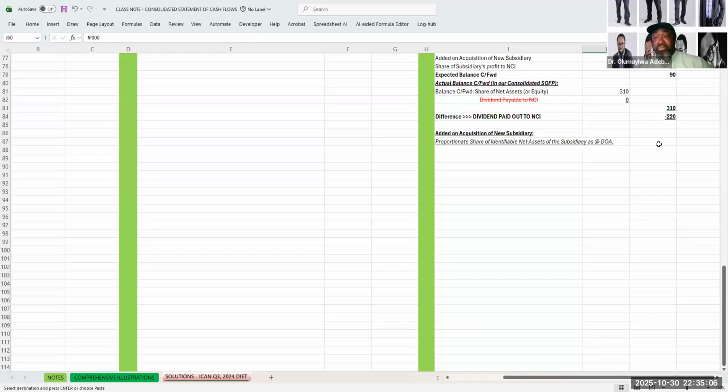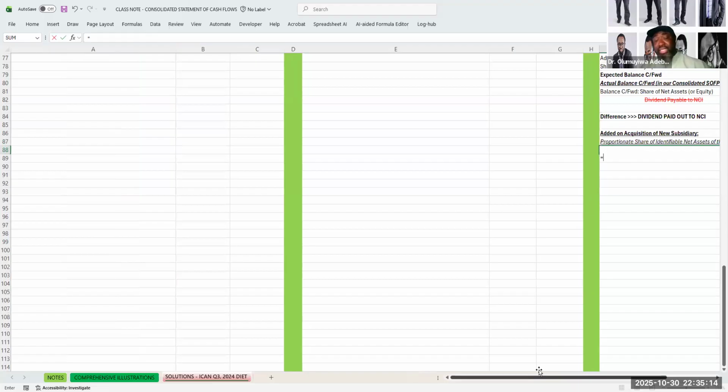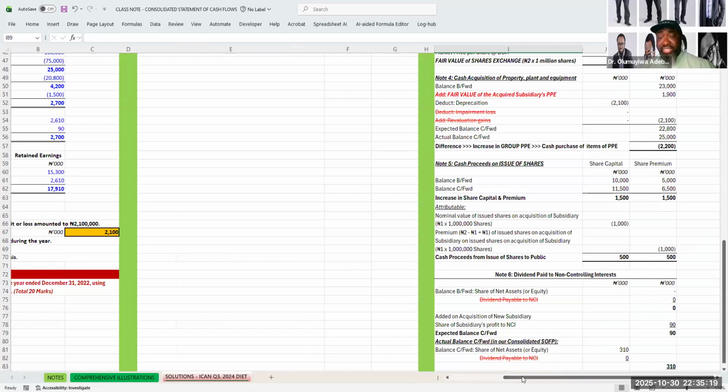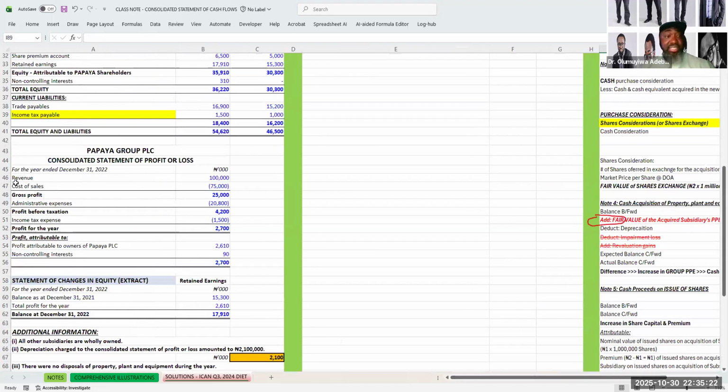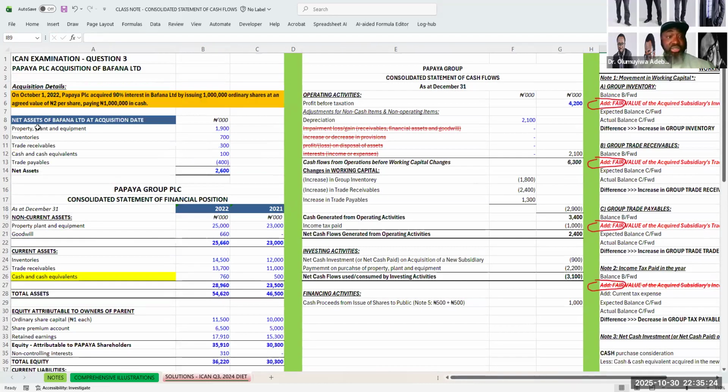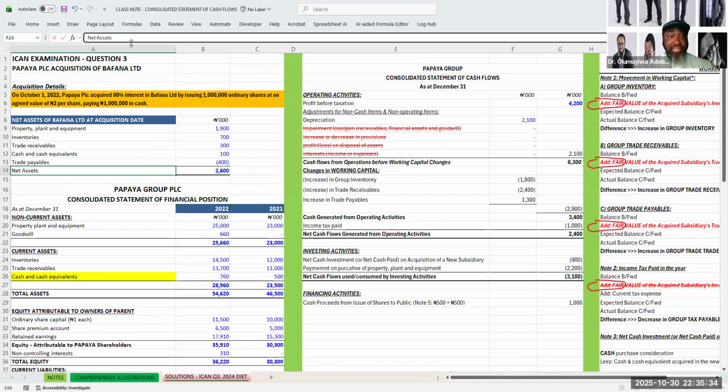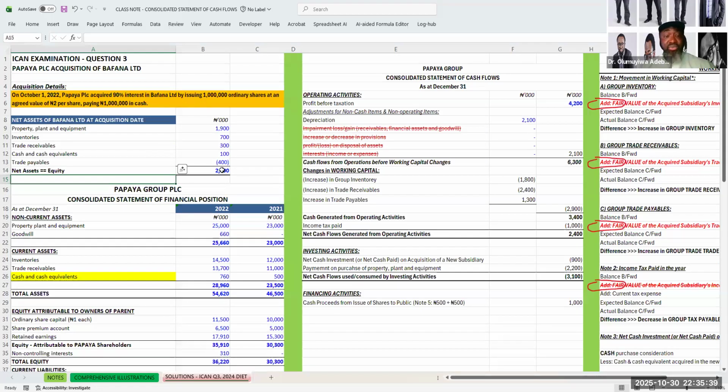I needed the share capital. What is the share capital of the subsidiary? And I needed the pre-acquisition reserve. But because I was not given the exact balance sheet of the subsidiary, but its assets and liabilities at acquisition, these are all its assets, and these are its liabilities at acquisition. Therefore, I was given the net asset. And remember, net asset is equivalent to equity. Therefore, this is the equity of the subsidiary at acquisition, 26.